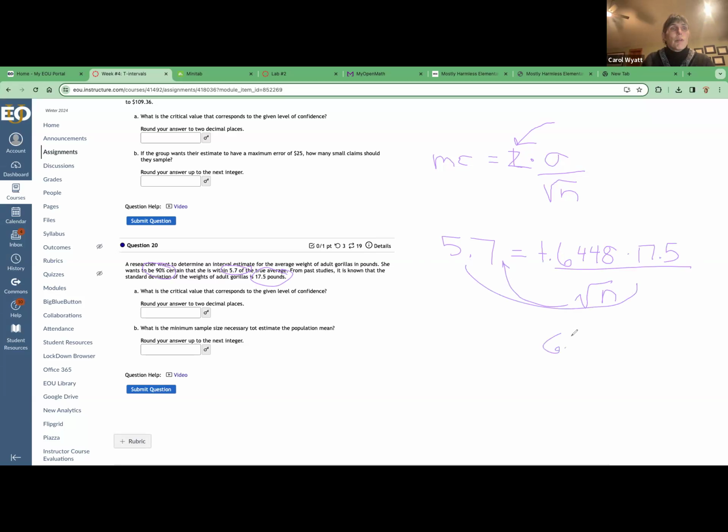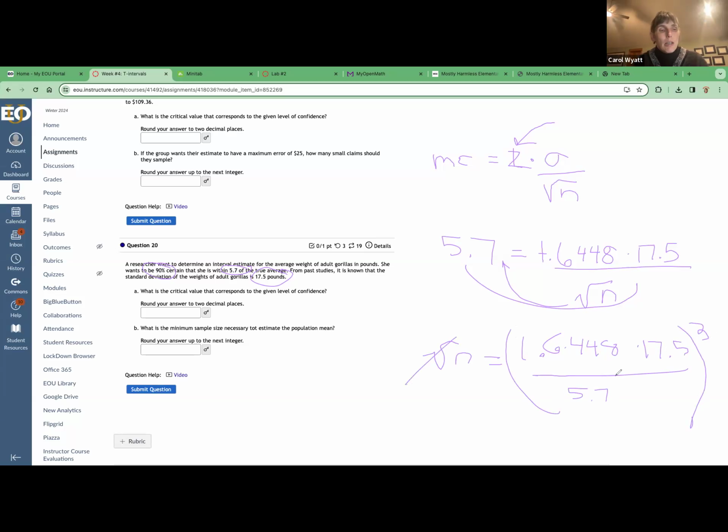So we're going to take 1.6448 times 17.5 divided by 5.7 equals the square root of n. To get rid of the square root, we're going to square this whole thing.